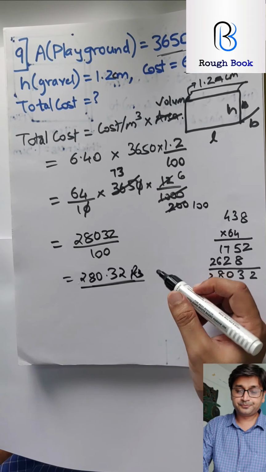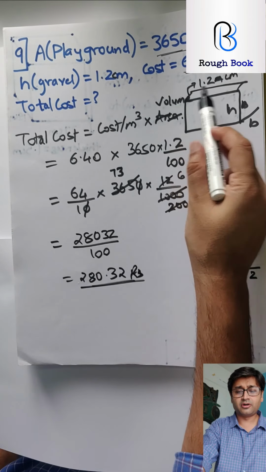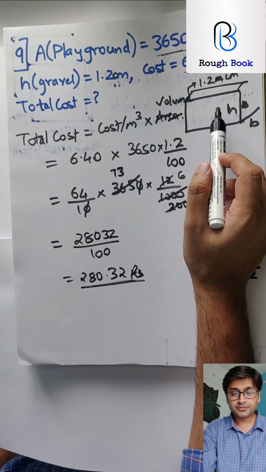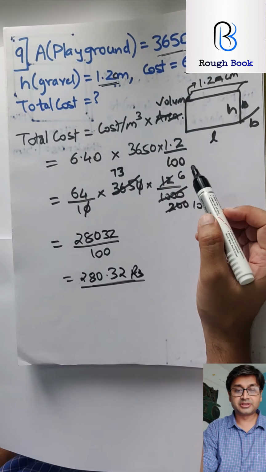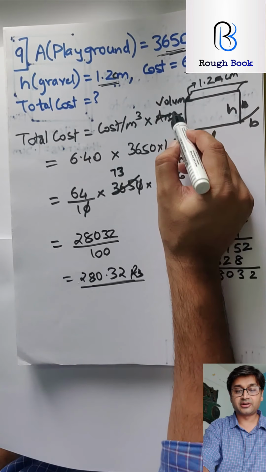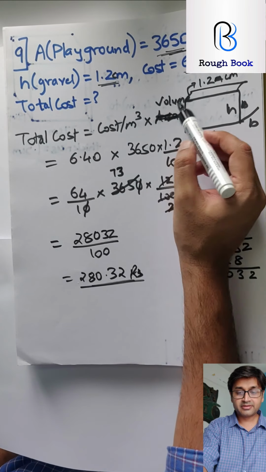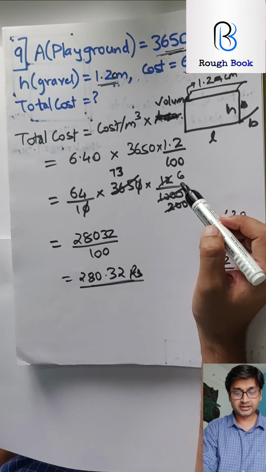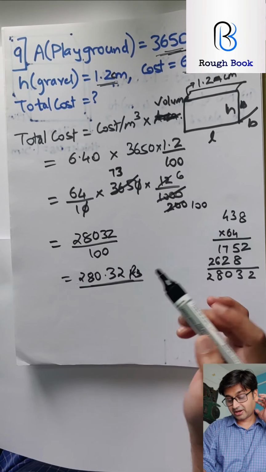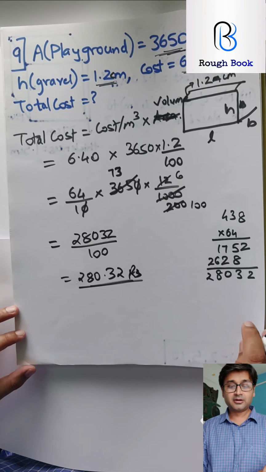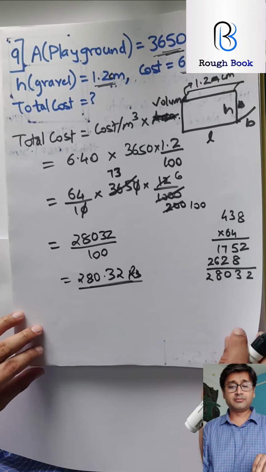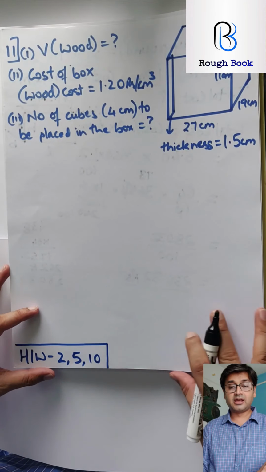So quick recap. They said what is the cost of graveling the ground up to the height of 1.2 centimeter if the area is this. So we are trying to find the total volume, that is area multiplied by height, multiplied by the cost to get the total cost. Got it? Little bit of calculations are there, I agree, but not difficult as such.